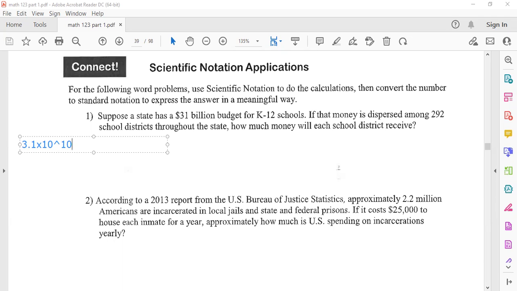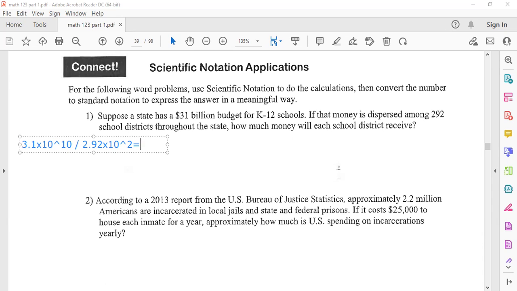So that's the budget. If it's dispersed among 292 school districts, we're going to divide by 2.92 times 10. 292 is not really that huge of a number. If I was actually not saying make sure that I have this in scientific notation, I wouldn't necessarily have to change both. So in this case, I just went ahead and changed them both.